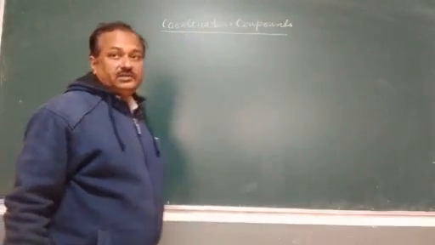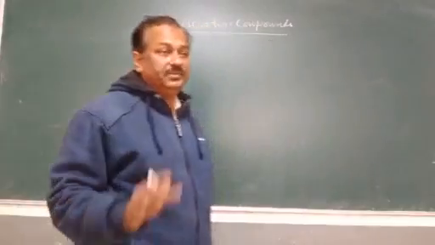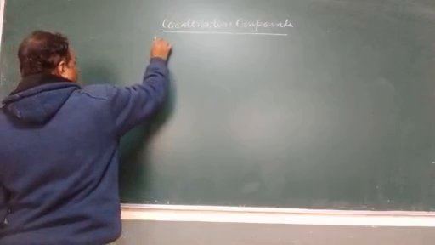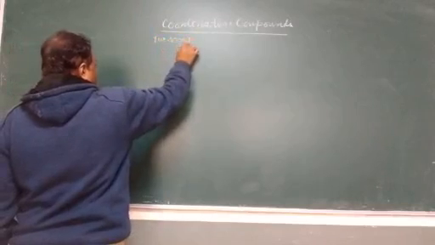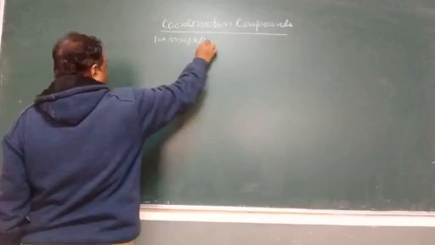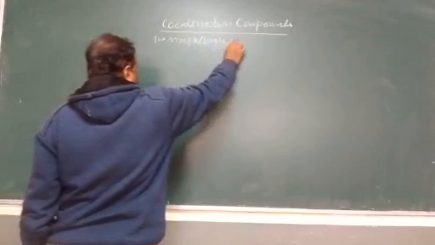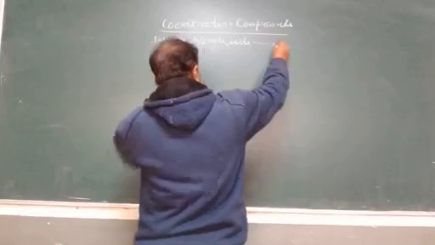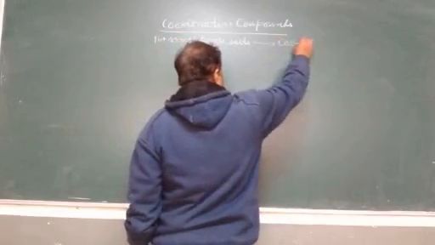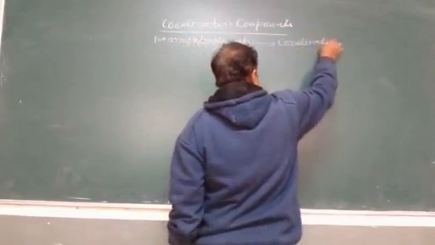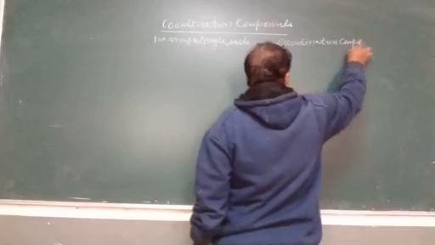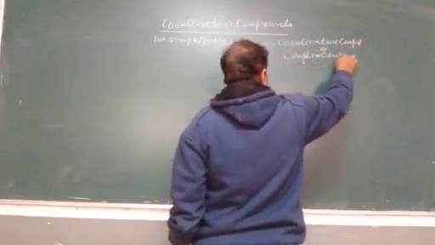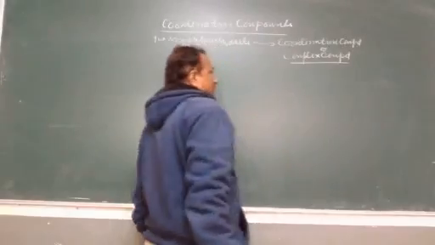So, I am going to explain about the basics of coordination compounds. Coordination compounds are made by reaction between two simple or single salts in a proper ratio, and there is formation of coordination compound or complex compound.